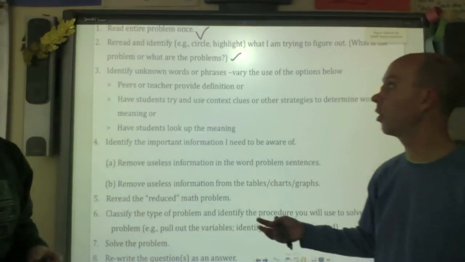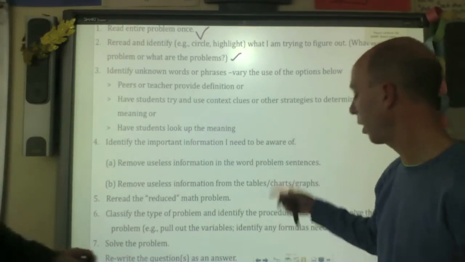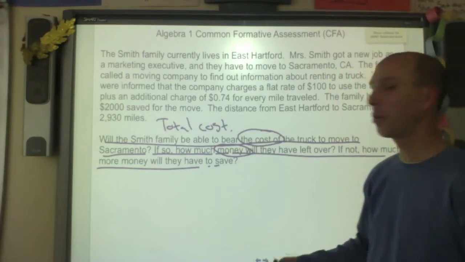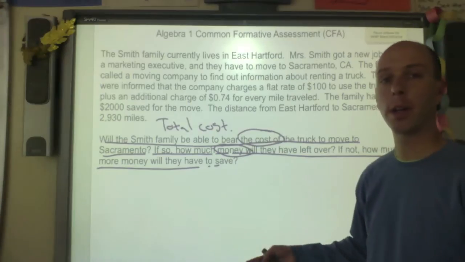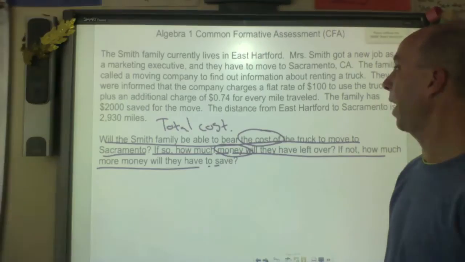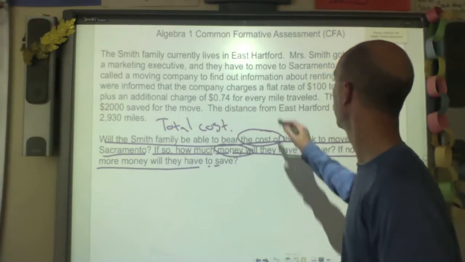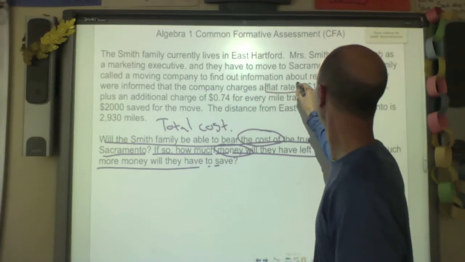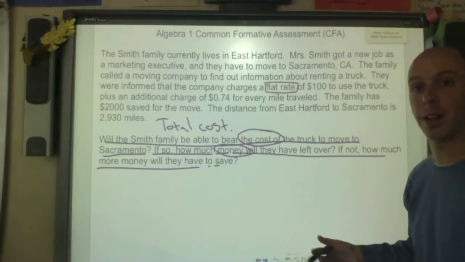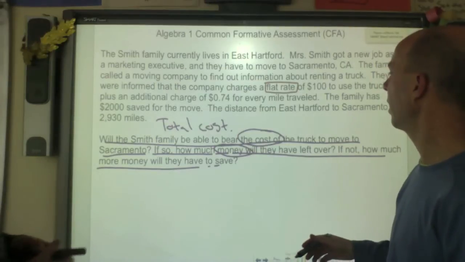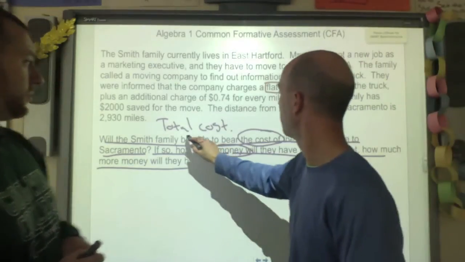Next one, identify unknown words or phrases. All right, so as we read through this problem, we're going to look for any words or phrases that might be confusing to you. And as I look through it, there are a couple words that pop out at me that might be confusing. One is flat rate. That might be a term or a phrase that someone might not understand. The other is being able to bear the cost.